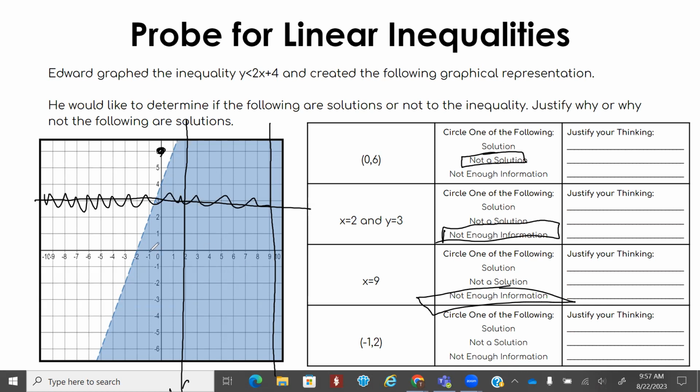What about this last one? -1, 2. Not a solution. Why not? Because it's on the dashed line and not a solid line. Okay, so dashed. And they didn't tell us the cutoff. Same thing on this one. And outside of the shaded region. Okay. Questions on that?